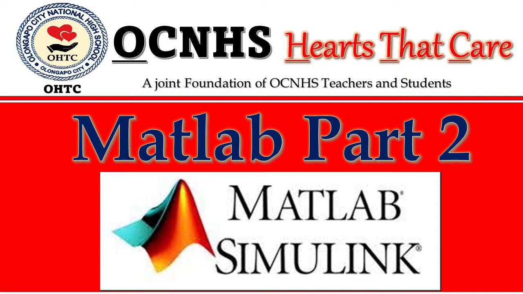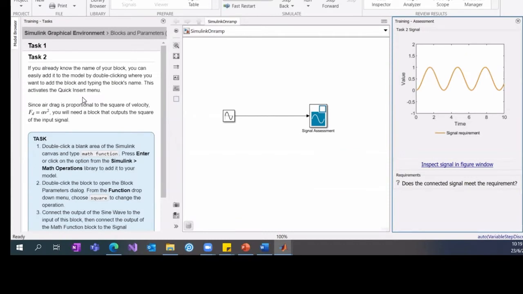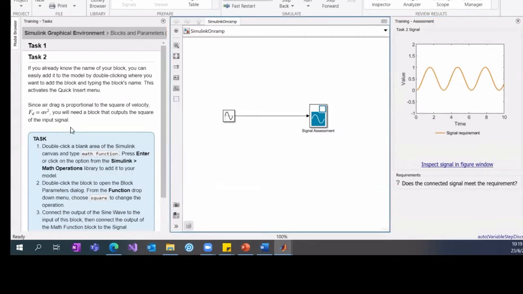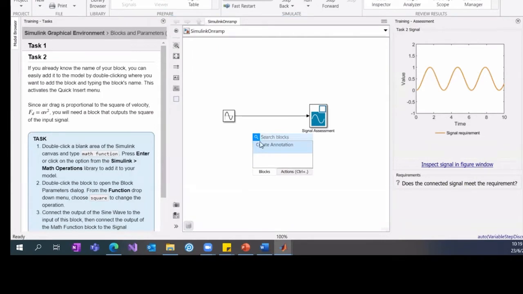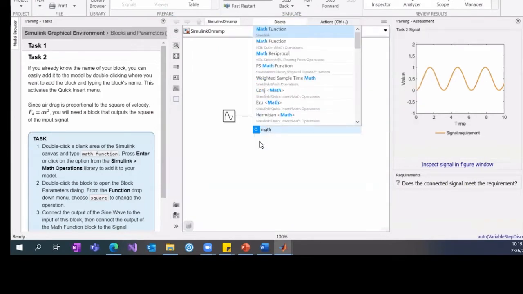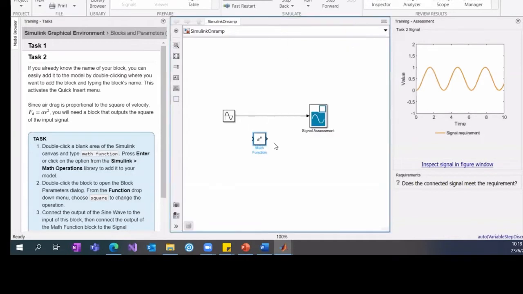So the next thing that we will do is add a math function, since we are going to square the value of your input. V represents your velocity, and it is represented in your sine wave. So to satisfy this equation, we're going to add a math function. This will square the value of your input.